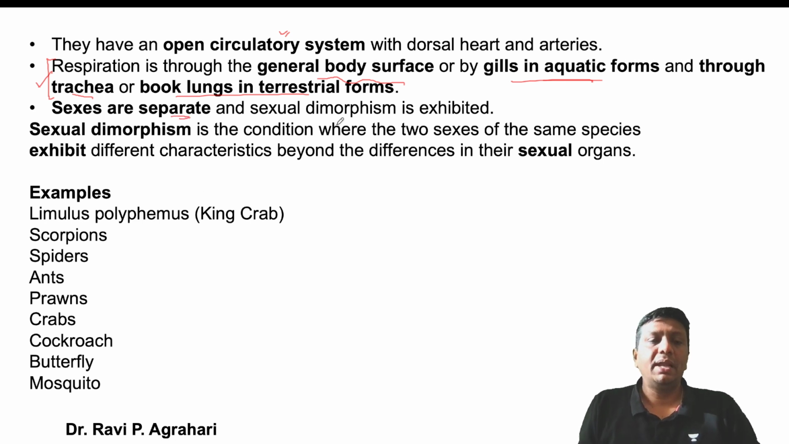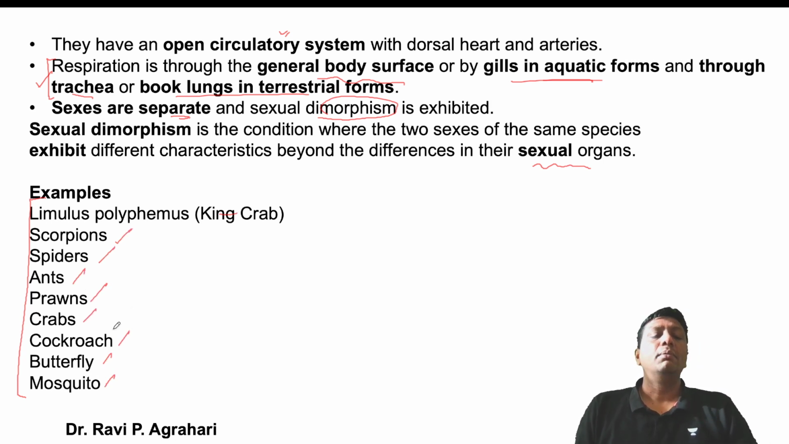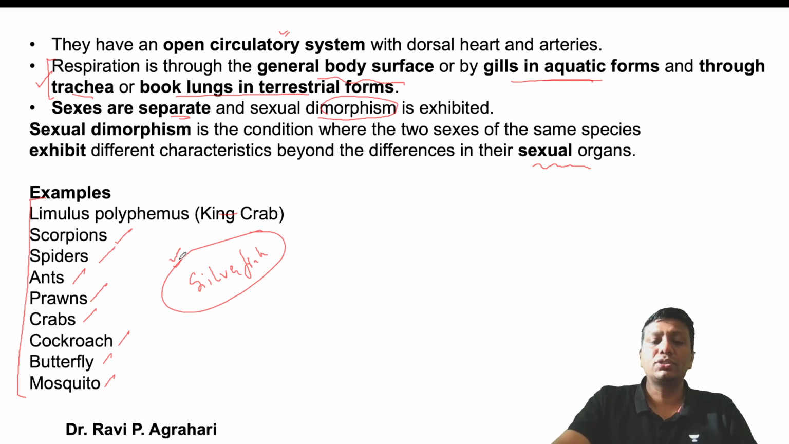Sexes are separate: male is different, female is different. Sexual dimorphism is also exhibited, with different appearances of the two sexes. They exhibit different characteristics in sexual organs. Many examples you can see here: king crabs, scorpions, spiders, ants, prawns, crabs, cockroach, butterfly, mosquitoes. And one more example I'll give you is silverfish. Silverfish, I hope people have seen in books.